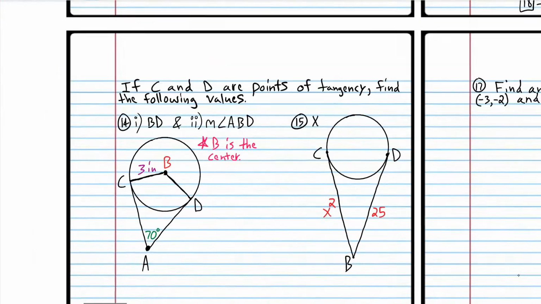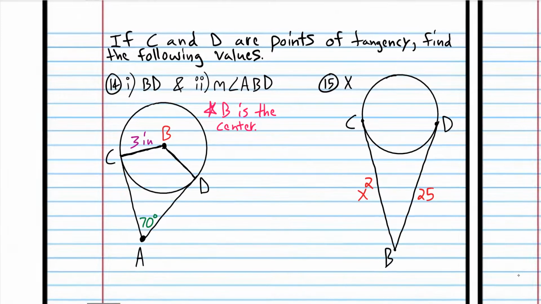On to number 14. It says here, if C and D are points of tangency, that means they hit the circle only once. If C and D are points of tangency, find the following values. So go ahead and try number 14, and when you come back, we'll do it together. All right, we're back.